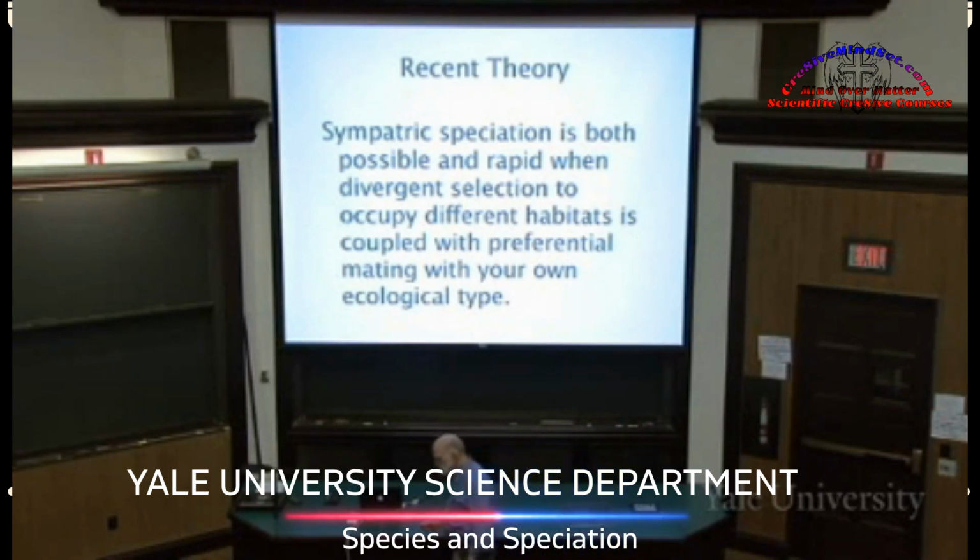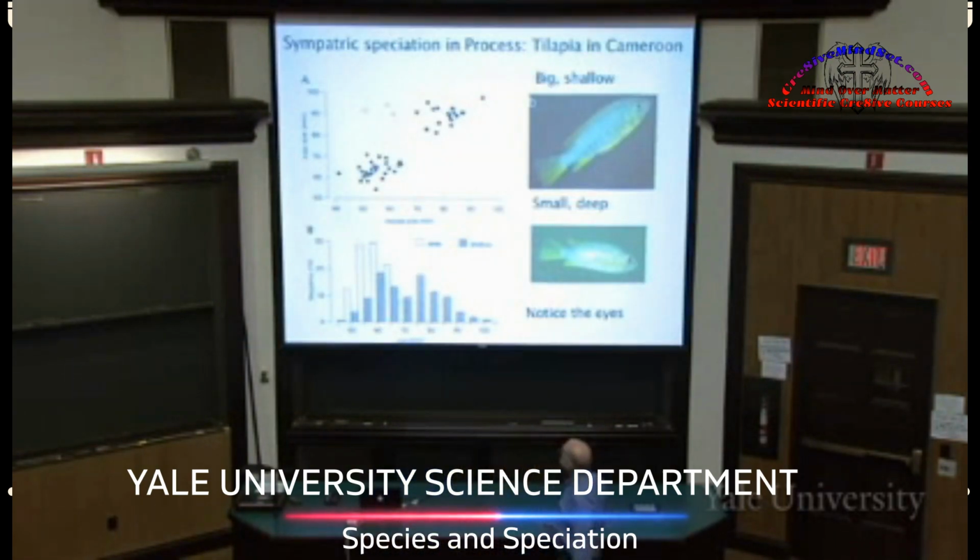Now, recently there has been some recent evolutionary theory on whether or not sympatric speciation is possible. And it does appear that it's possible, and it can occur rapidly, if you have divergent selection to different habitats and you couple that with preferential mating with your own ecological type. So this kind of thinking has mostly been applied to fish, and it's been applied to sticklebacks living in lakes in British Columbia, and it has been applied to cichlids living in lakes in Africa. Let's take a look at some cichlids in Africa.